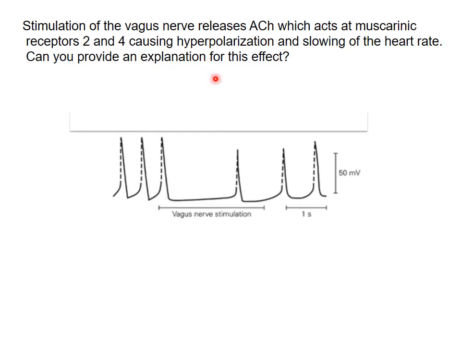So this is the problem that I want you to think of at home. Problem: stimulation of the vagus nerve releases acetylcholine, which binds muscarinic receptors 2 and 4. That causes hyperpolarization and slowing of the heart rate. This is again the example of this. So we have hyperpolarization and slowing of the heart rate. Can you provide what you learned about muscarinic receptors 2 and 4, how they work, how could this lead to hyperpolarization?